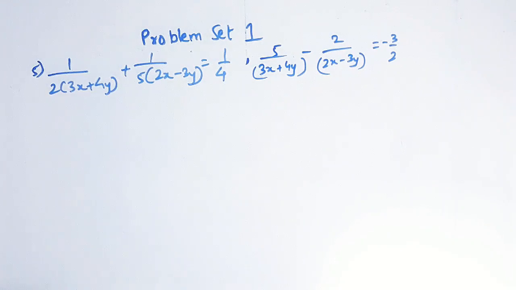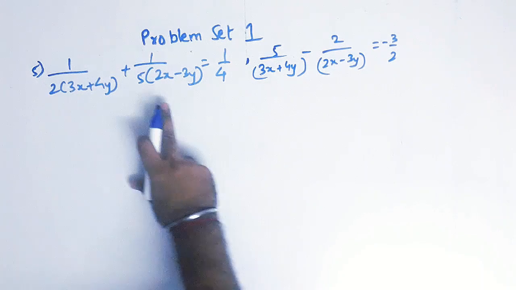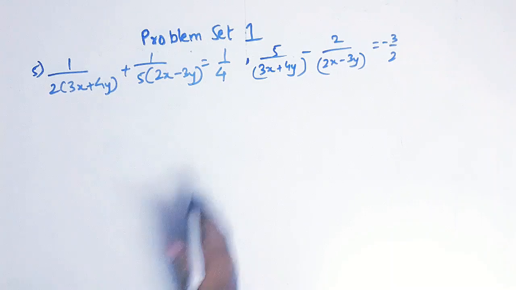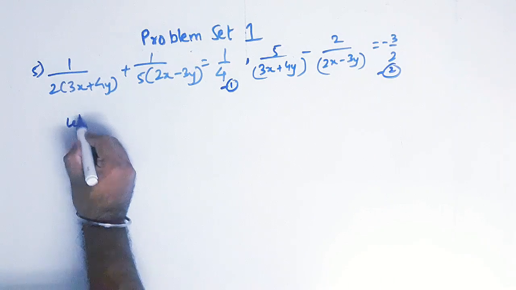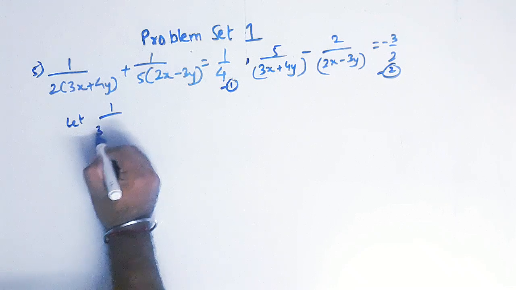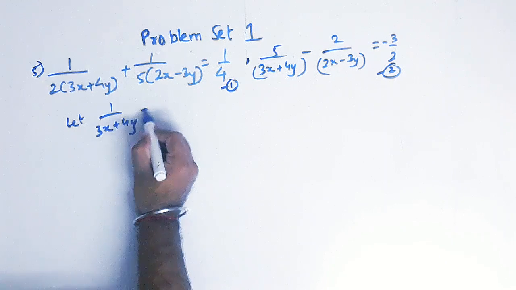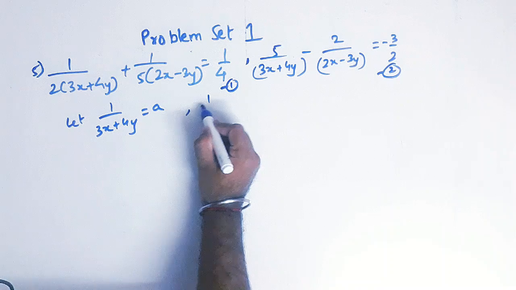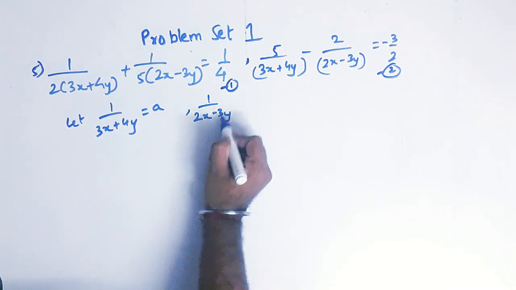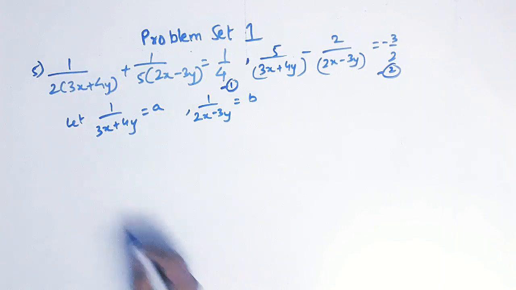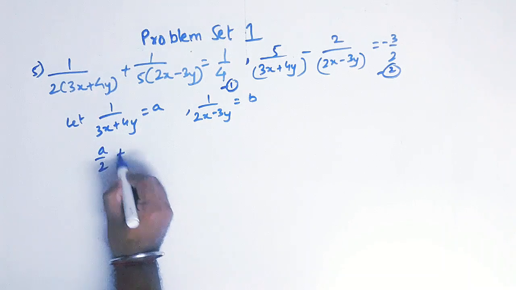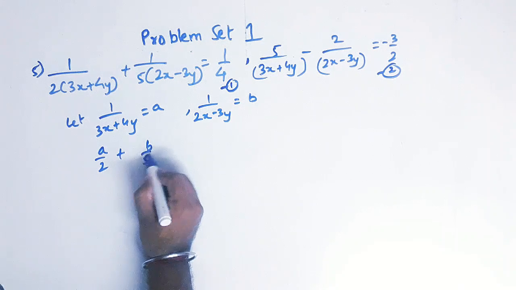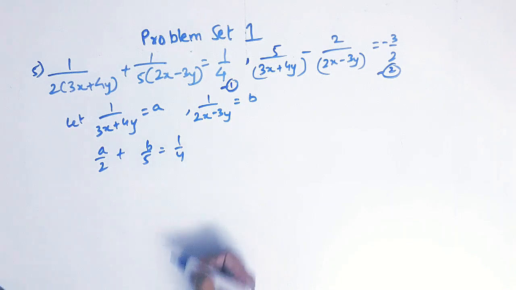So here we are with sum number 5, where you can see 3x plus 4y and 2x minus 3y in both the equations 1 and 2. So I'll let 1 upon 3x plus 4y equal a and 1 upon 2x minus 3y equal b. So this becomes a upon 2 plus b upon 5 equals 1 upon 4.